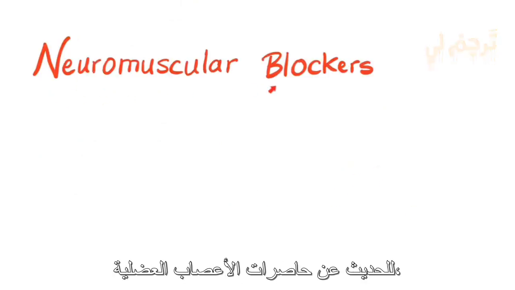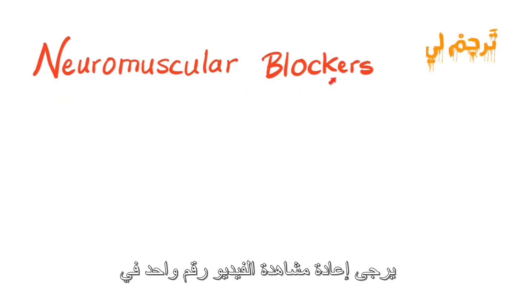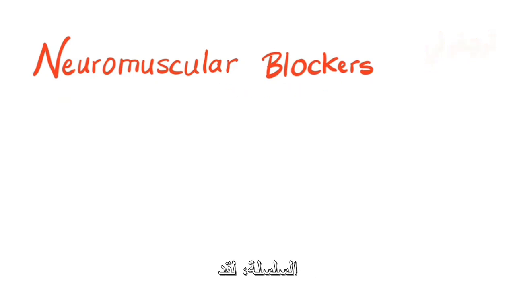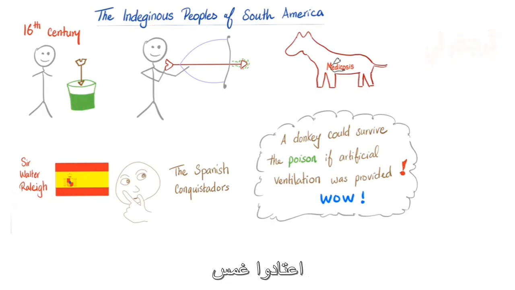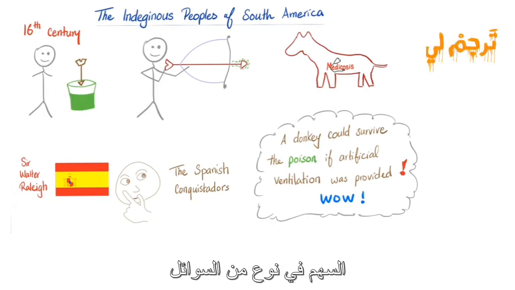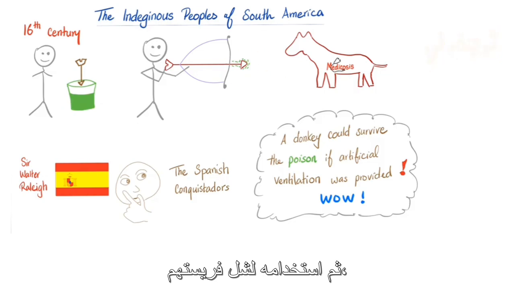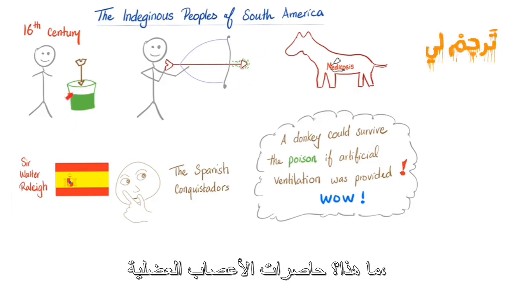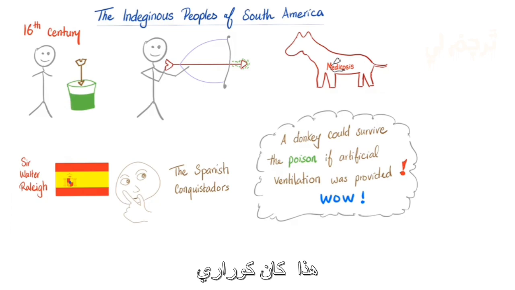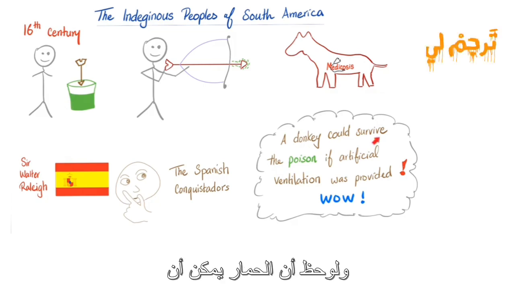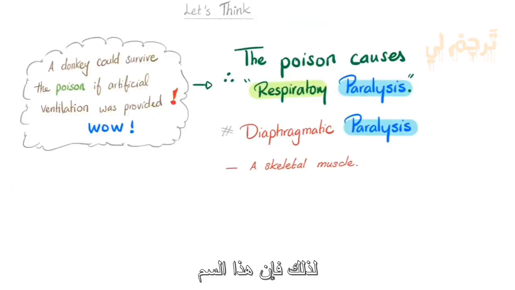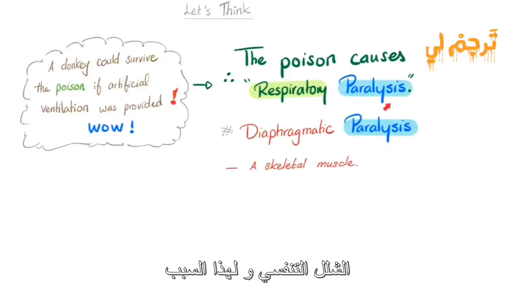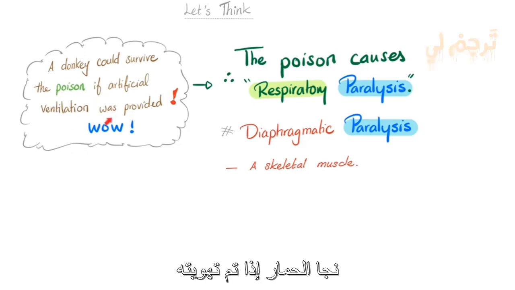Now it's time to talk about neuromuscular blockers. Please revisit video number 1 in this series. I've told you the story of the indigenous peoples of South America. They used to dip the arrow in some kind of a liquid and then use it to paralyze their prey. What was that? A neuromuscular blocker. This was curare, and it was observed that a donkey could survive this poison if artificial ventilation was provided. Therefore, this poison caused what? Respiratory paralysis. That's why the donkey survived if you ventilated.